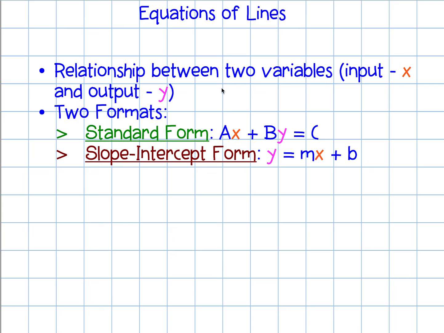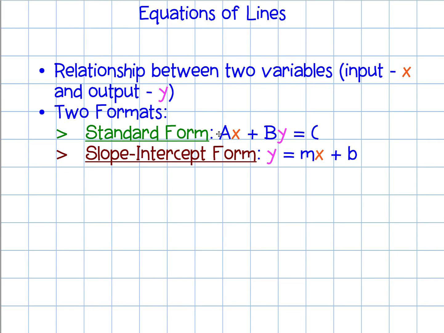There are two formats that we normally use. One is standard form and one is slope-intercept form. They're used for different things, but the one we're going to be focusing on is slope-intercept form. So you need to make sure that you know what each of them looks like.